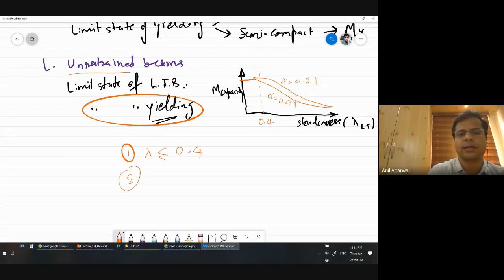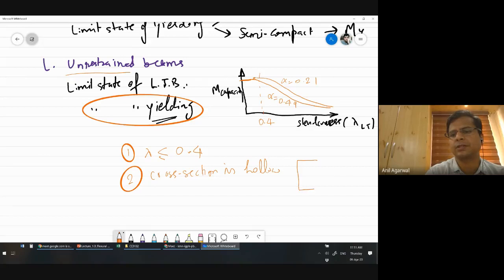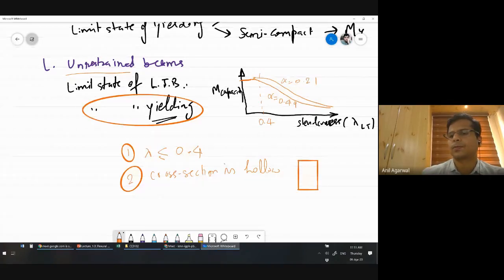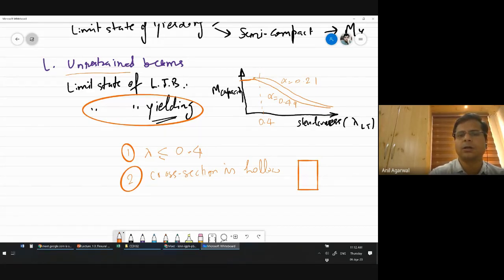Second point, your cross section is hollow, right? So if it is made of this kind of a cross section, that's a hollow cross section. This kind of a cross section, or some other cross section that you can think of, any hollow shape which is not an open cross section, any closed hollow cross section or a circular cross section, even if it is bending about the major axis, you don't have to worry about it.